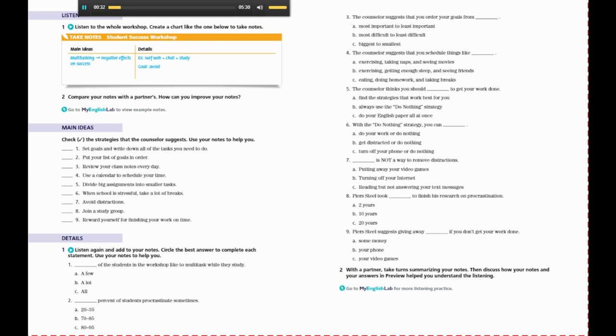So, how many of you like to multitask? Like surf the web or chat with your friends while you study? Okay, I see a lot of you. Well, I hate to say this, but research studies show that multitasking has negative effects on your school success. So, the first goal you should set for yourselves is to avoid multitasking while you study. Think you can do it? Oh, yeah, I can definitely do that. Okay, so now, let's talk about another bad study habit, procrastination.